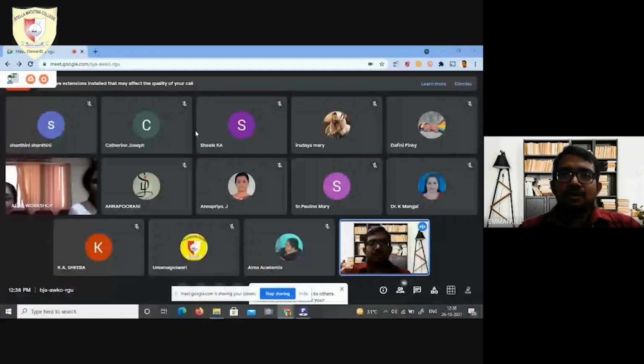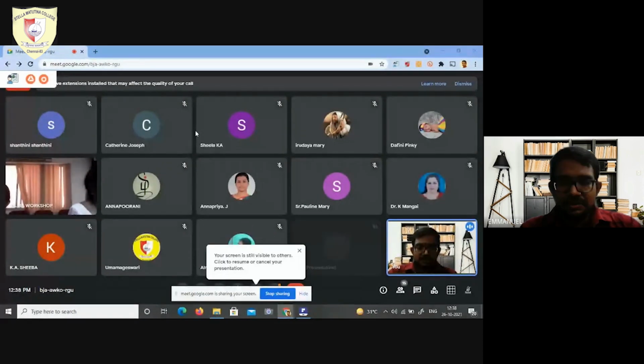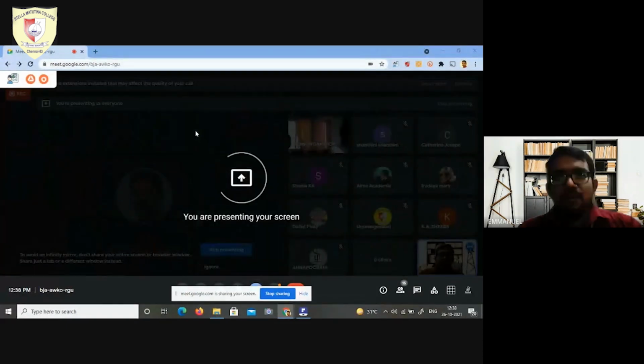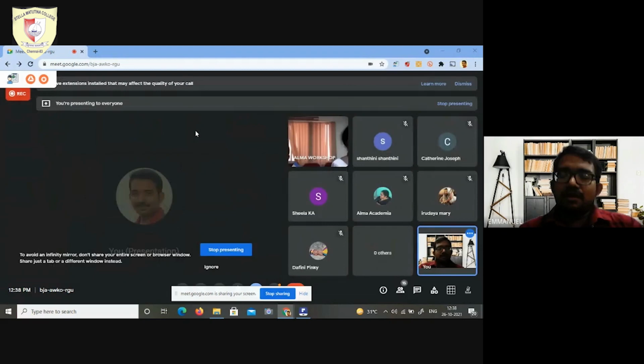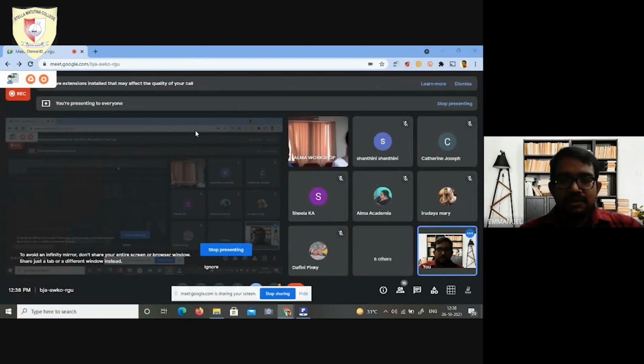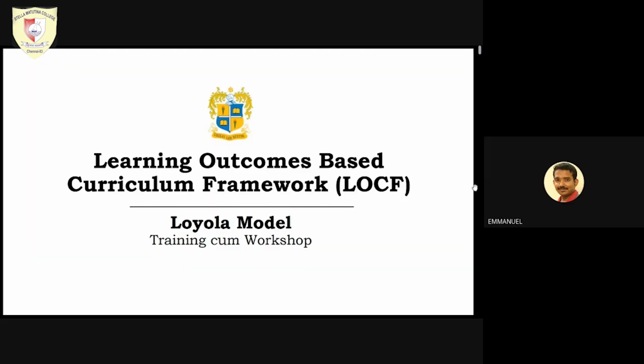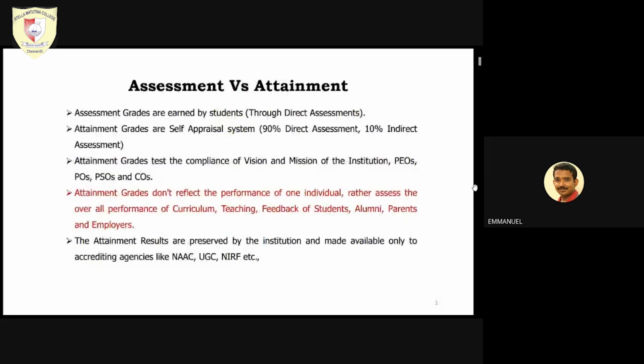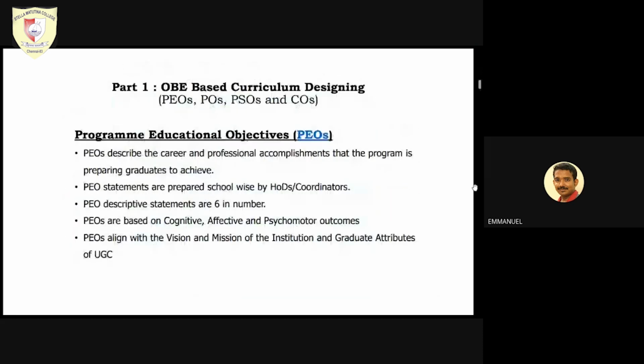Reforming the methodologies or the curriculum of our education. One such thing is what we call LOCF, Learning Outcomes Based Curriculum Framework. Okay, a recap of previous sessions. We had seen the components of LOCF, the model created at Loyola College.